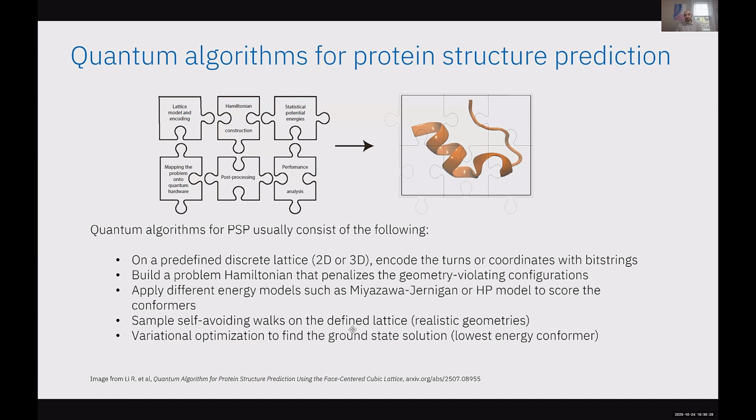And then mathematically, what we do is sample these self-avoiding walks on this predefined lattice. There are different methods, but the most common one is a variational optimization scheme, like maybe you talked about earlier, variational quantum eigensolver or QAOA. These variational quantum optimization methods allow you to find the lowest energy solution.